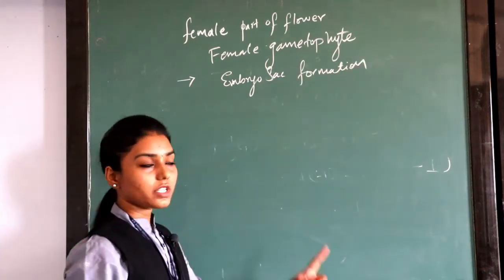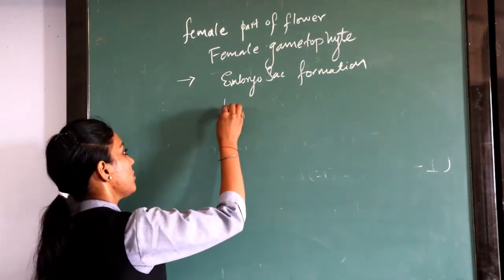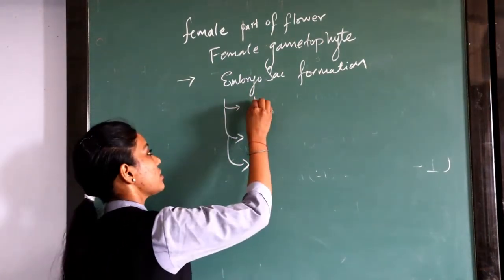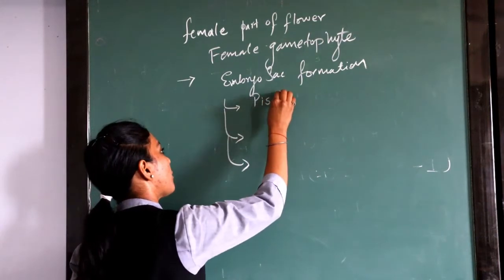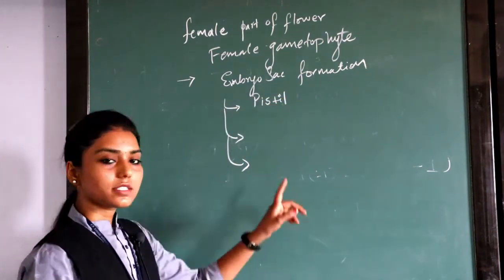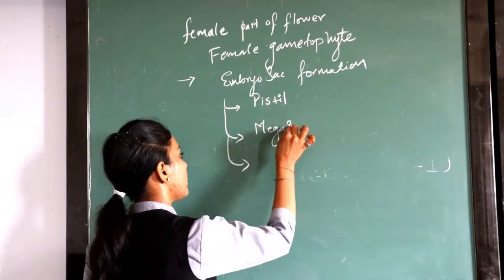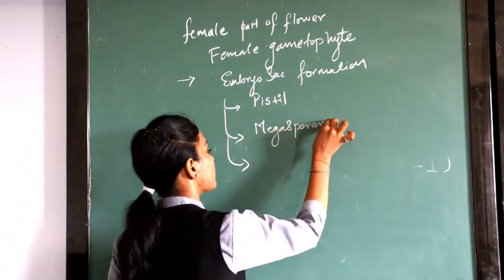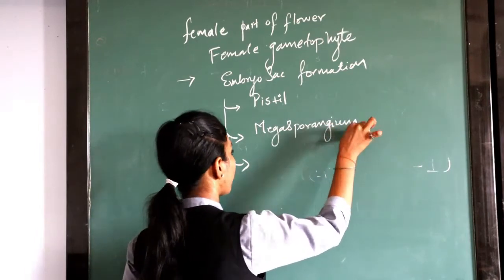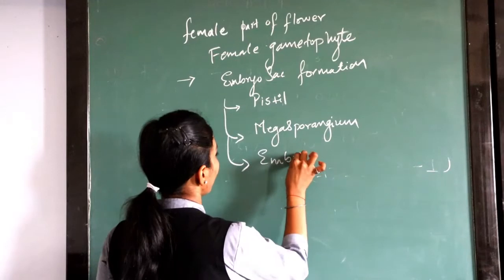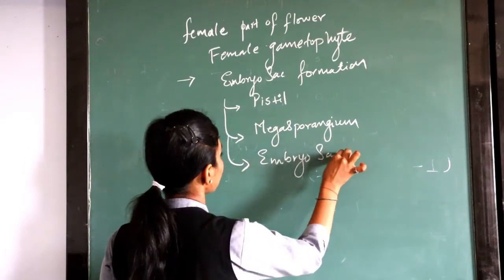In this embryo sac formation we will be seeing three main things. First we will see the pistil, second we will see the megasporangium, and at last we will see the embryo sac.